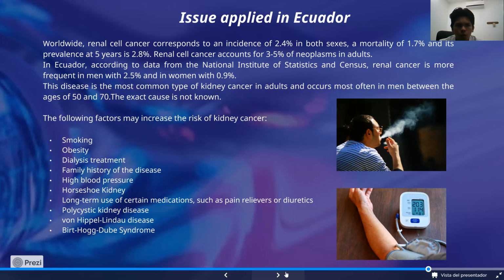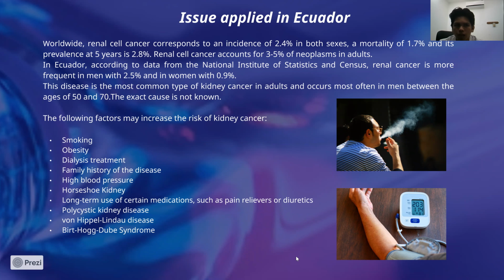The issue applied in Ecuador. Worldwide, renal cell cancer corresponds to an incidence of 2.4% in both sexes, a mortality of 1.7%, and a prevalence at 5 years of 2.8%. Renal cell cancer accounts for 3 to 5% of neoplasms in adults. In Ecuador, according to data from the National Institute of Statistics and Census, renal cancer is more frequent in men, with 2%, and in women, with 0.9%.